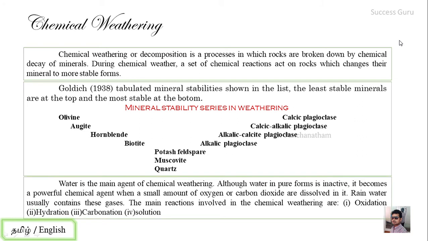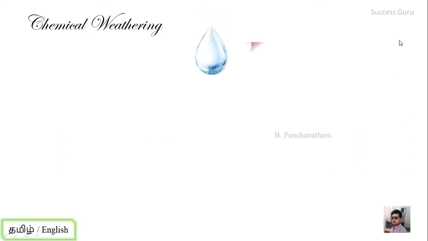Water is the main agent of chemical weathering. Although pure water is inactive to some extent, it becomes a powerful chemical agent when a small amount of oxygen or carbon dioxide is dissolved in it. Our atmosphere contains free oxygen and carbon dioxide, and during rain these dissolve in the rainwater. The main reactions involved in chemical weathering are oxidation, hydration, carbonation, and solution. We will see them one after the other in detail.